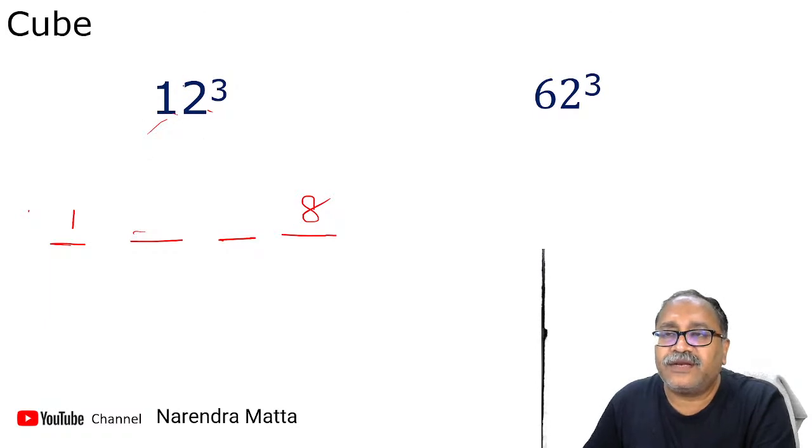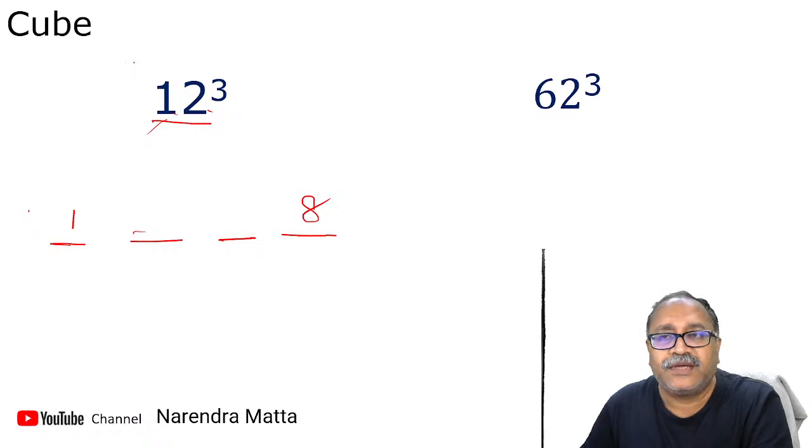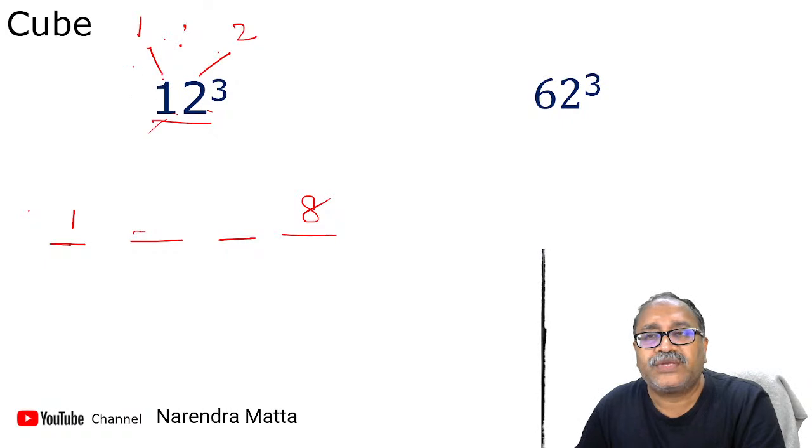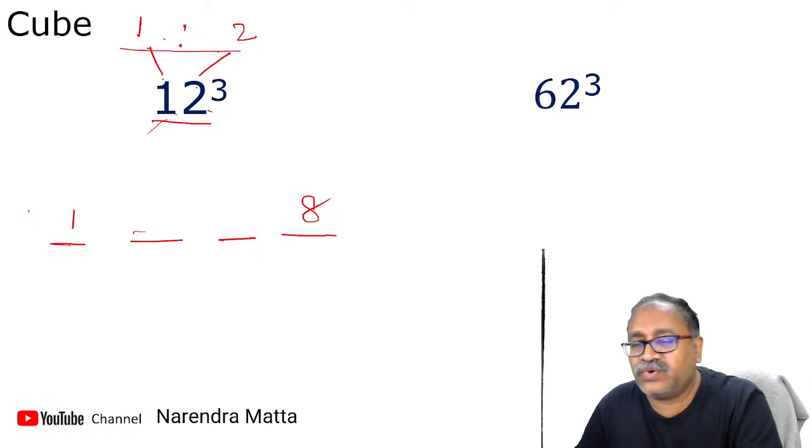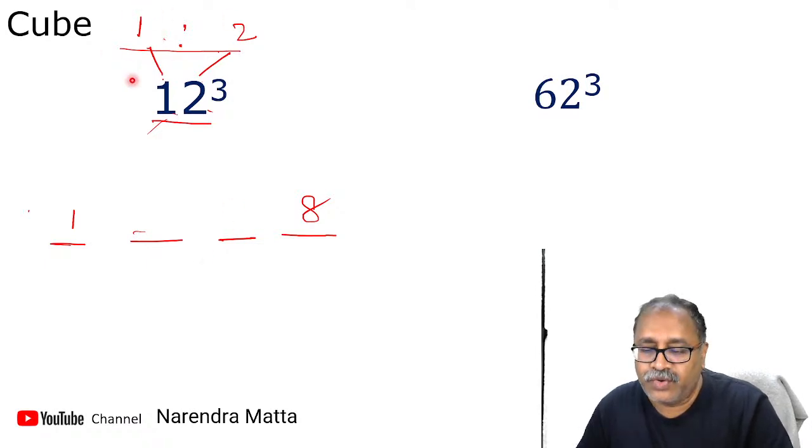After that, I take the ratio of the tens digit and the unit digit. The tens digit is 1 and the unit digit is 2. Take the ratio of these numbers, that is 1:2. We will use this ratio to fill up the numbers. It is in 1:2 ratio, so if this number is 1, this number should be 2.